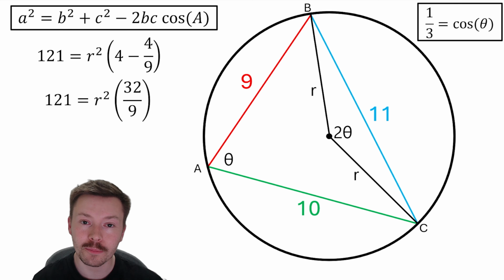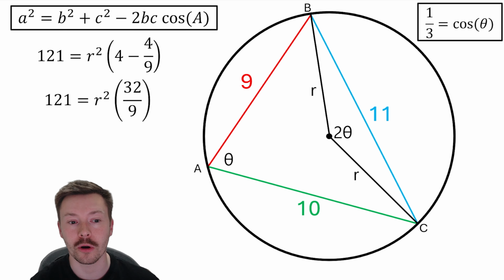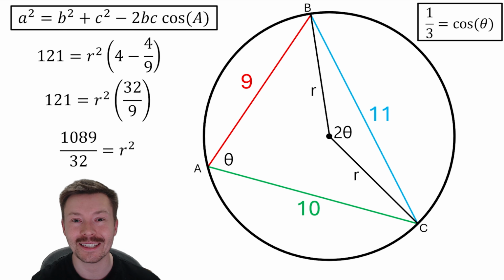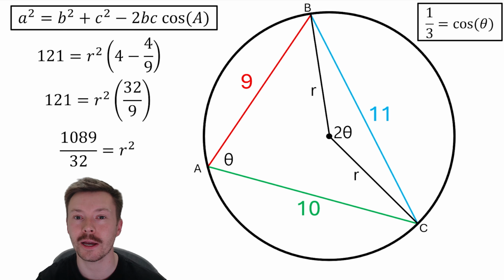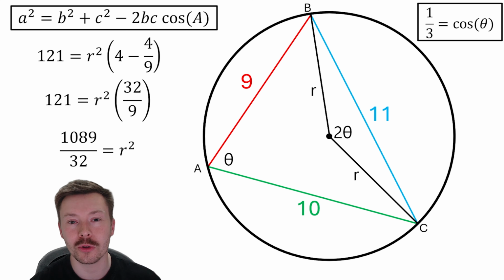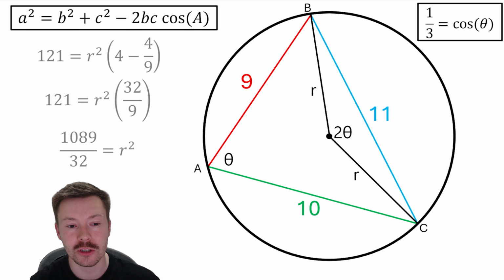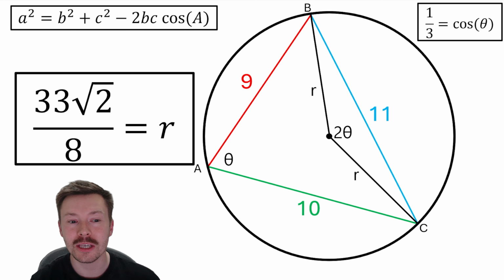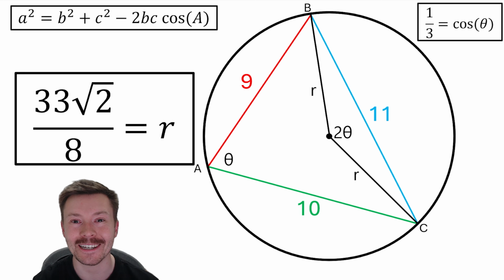We're then going to divide both sides of this equation by 32 over 9 and get 1089 over 32 equals r squared. We're going to square root both sides to get the radius, which gives us an answer of 33 root 2 over 8 as the exact value for r.